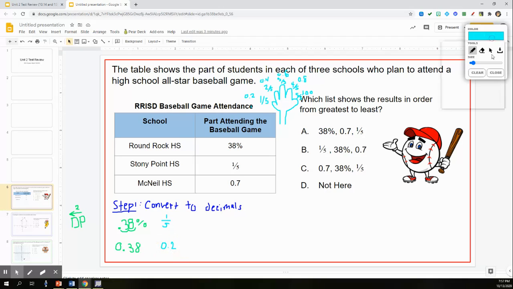And the last number that they gave me is already in decimal form, so I don't need to change it.